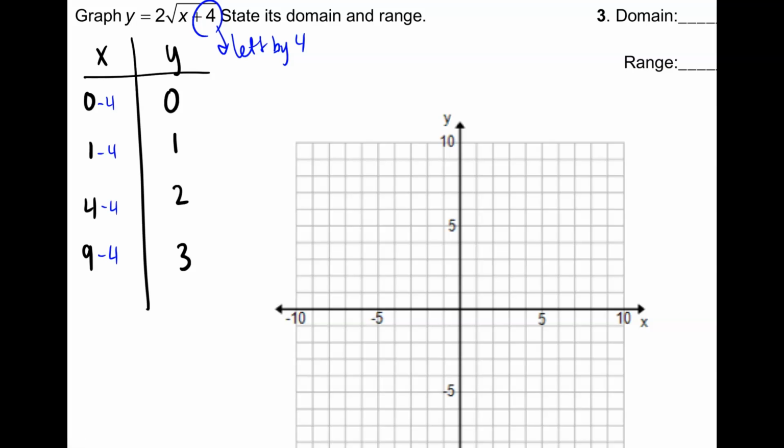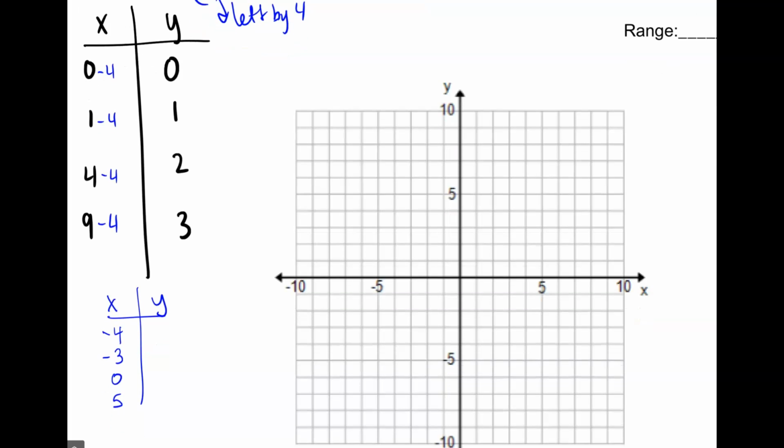The X is the parent function: 0, 1, 4, 9. It's the numbers you start with, and then you always take the square root of them, and 4 and 9 are perfect squares. So that's 0, 1, 2, 3. I tried that on the test. I tried using the original parent function.